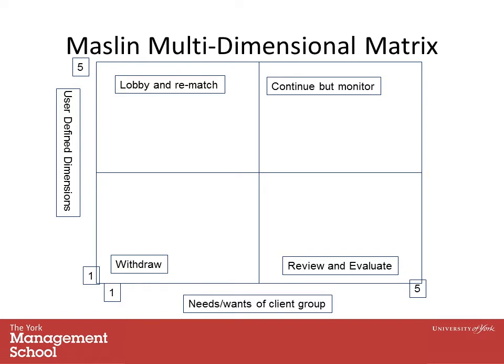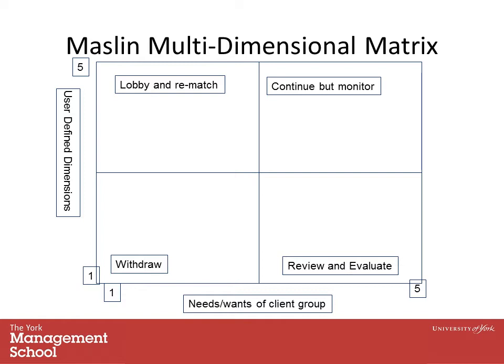If it falls in the higher end on the right-hand side of the matrix, you're looking at continue but monitor. Those things may be of use to your user-defined dimension, we're talking about maybe the taxpayers, the politicians, etc., the stakeholders you identified earlier on. It may be something that's of interest to them, and this may relate, of course, to their level of power and interest. If they want it to continue, but it isn't meeting the needs of the client group, then we must in some way rematch this. We must lobby it and change it in some way to make it more appropriate for the client group while still maintaining the interest that the stakeholders have in it.